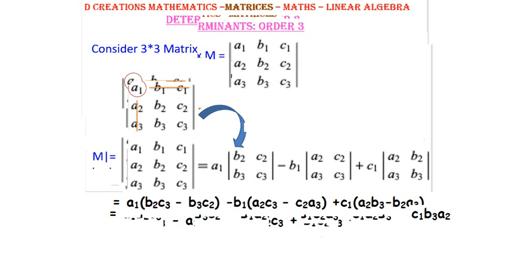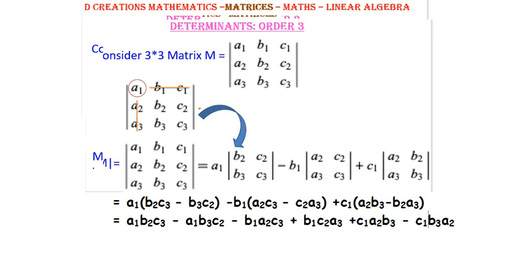minus C1 B2 minus C1 B2 A3. So let me see if I can correct it. Yes, C1 B2 A3. That is how it should be.